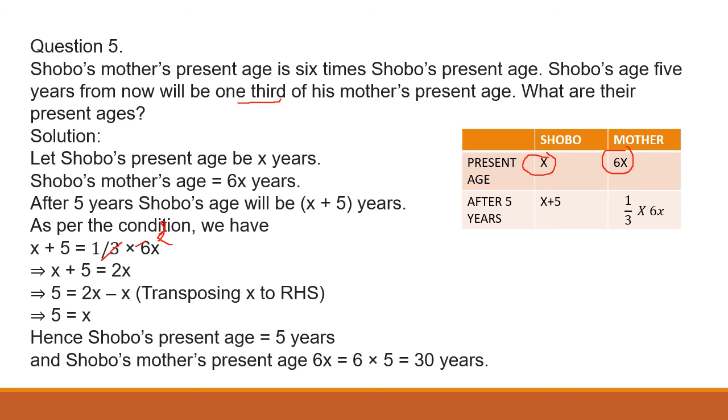Hence, Shobo's present age is x years, right children? The value of x is 5. So Shobo's present age is 5 years and Shobo's mother's age is 6x years. 6x means 6 into 5, which is 6 fives are 30 years. It is a very simple problem, children. I hope you understood this.